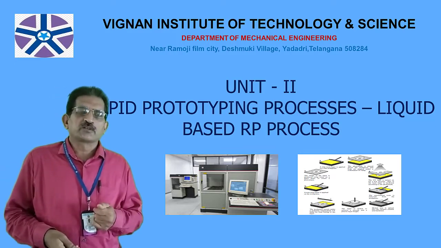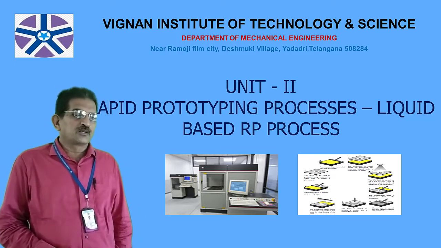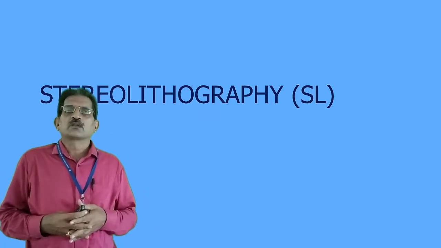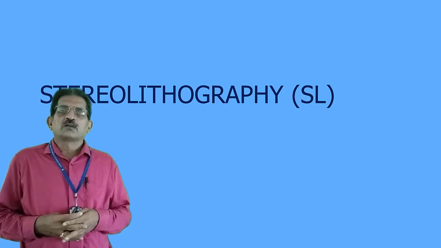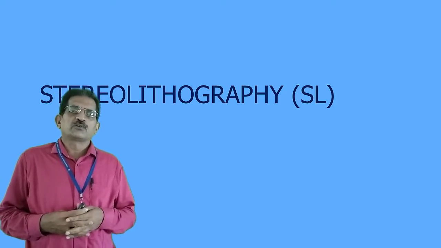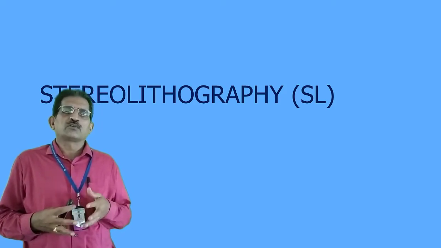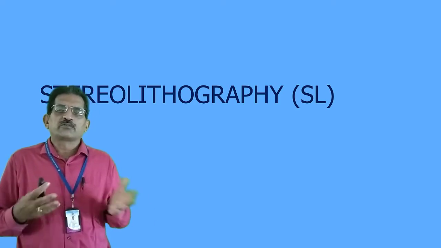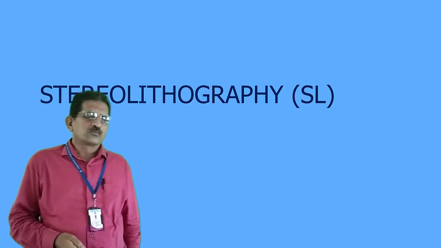in our syllabus we have two processes, the first one being the stereolithography process, that is the SL process, and the manufacturing unit is SLA. So today we will look at the stereolithography process, which uses liquid-based materials.